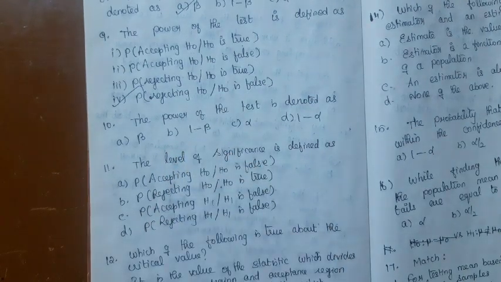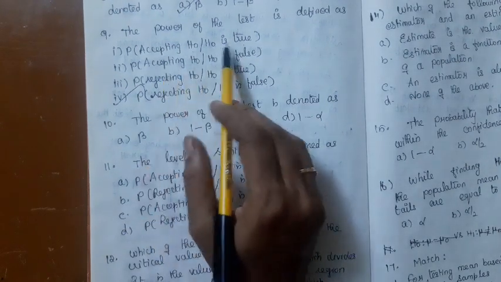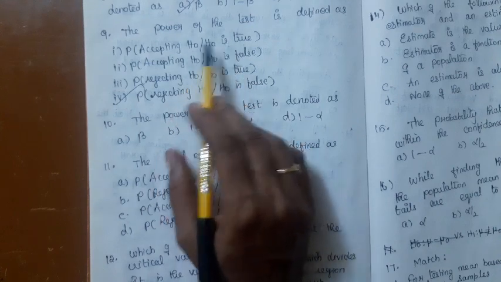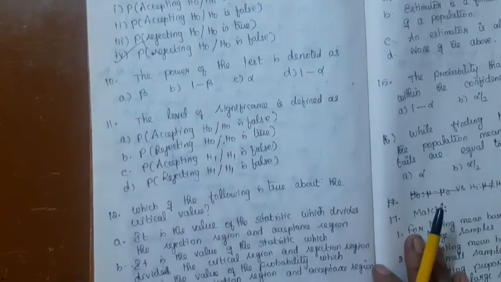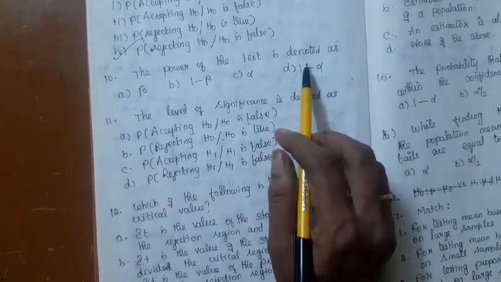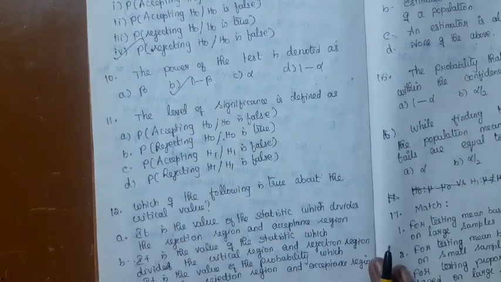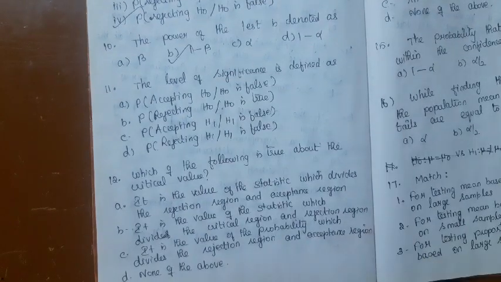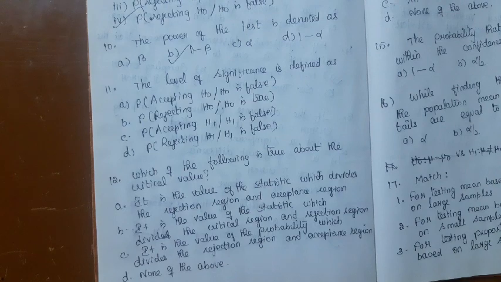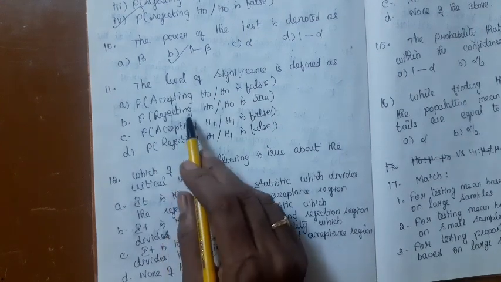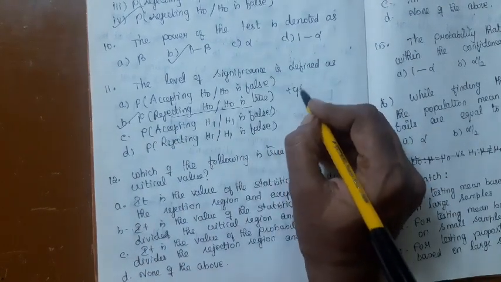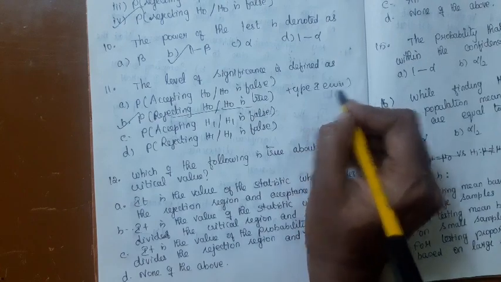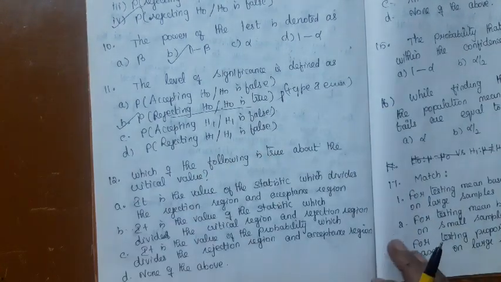Power of a test is the probability of taking the correct decision. But you may get confused that the other is also a correct decision. But that is not the answer. Rejecting H0 when H0 is false is the answer. The power of the test is denoted as 1 minus beta. The probability of type 1 error is the level of significance, the probability of rejecting H0 when H0 is true.